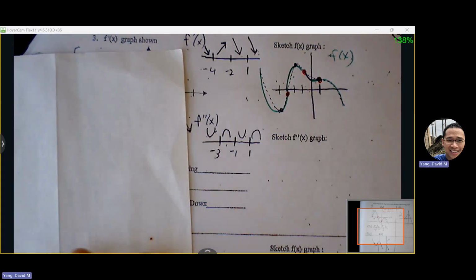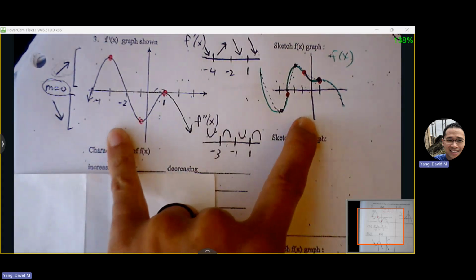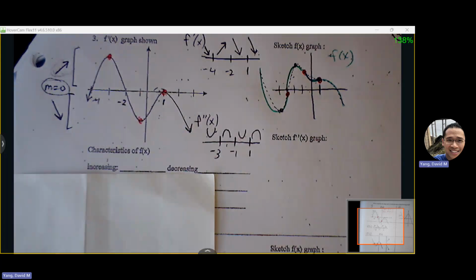And here's a good way to double check. Your graph f of x should look nothing like your f prime. If your f of x graph ends up looking like your f prime, something is off. It means we probably ended up just re-drawing the f prime graph as we sketched. All three graphs should look very different from each other.